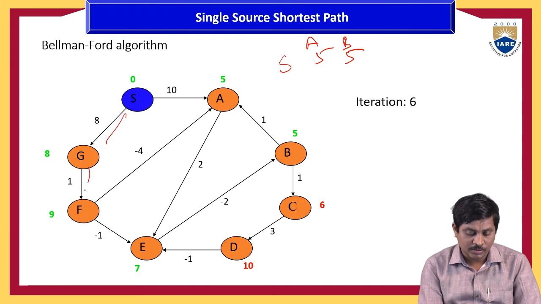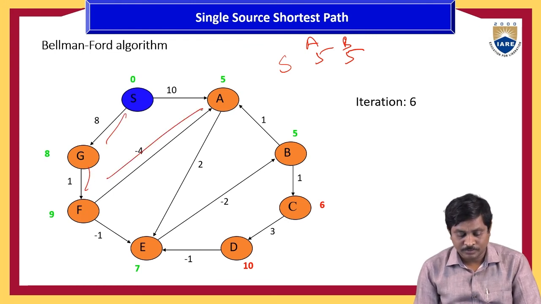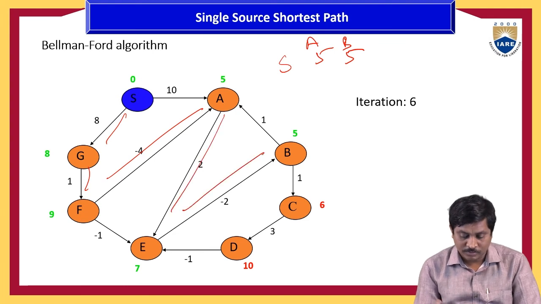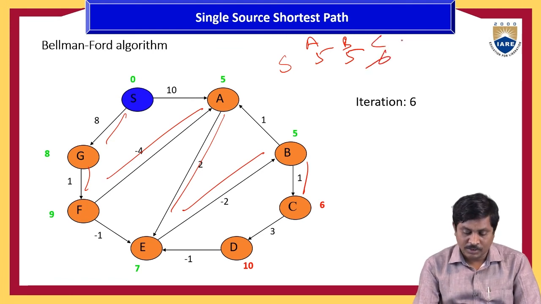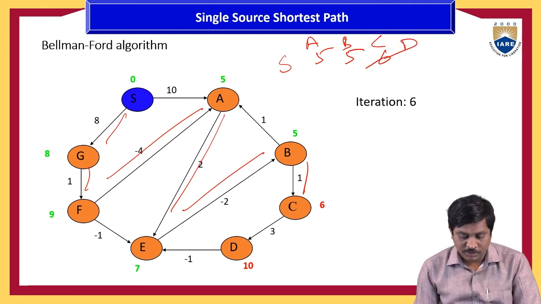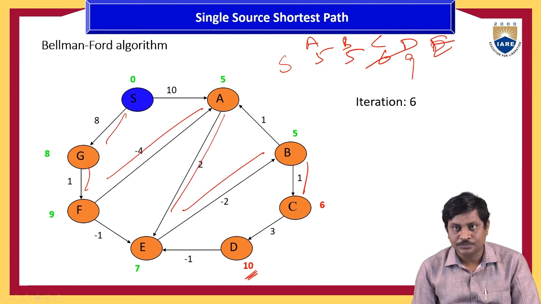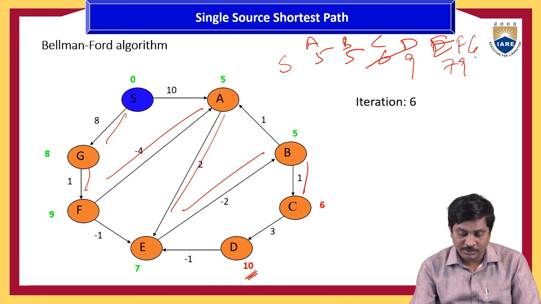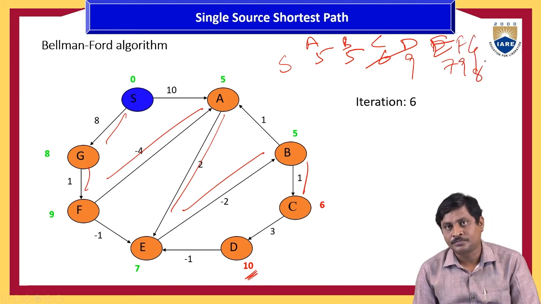So S to A, this is the path. S to B, this is the path. S to C, this is the path, 6. S to D is also here. 6 plus 3 we get 9. So S to E value is 7. S to F value is 9. S to G value is 8.